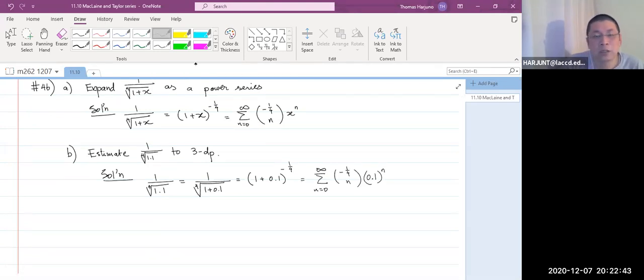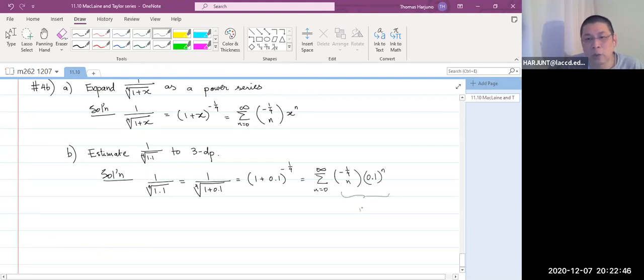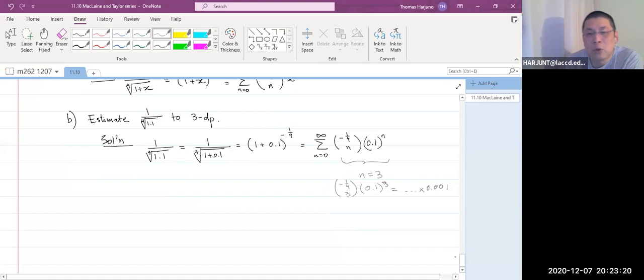You look at this, you can just tell right away that when n equals 4, actually n equals 3 will be good. Right? For n equals 3, you have negative 1/4 choose 3, times 0.1 to the third. Now this is already something small, 0.001. Okay, so I just need to go up to n equals 2.